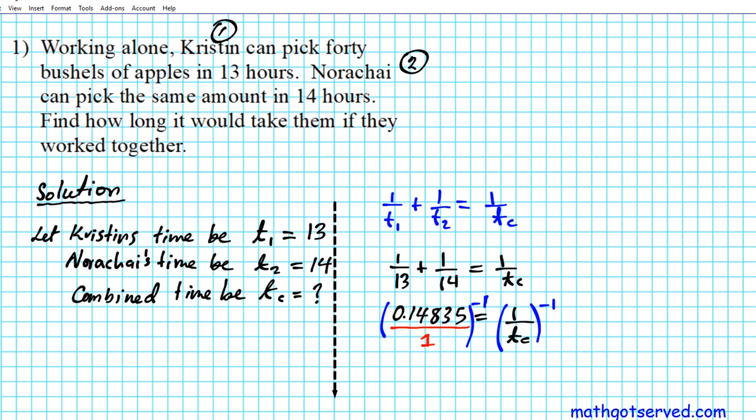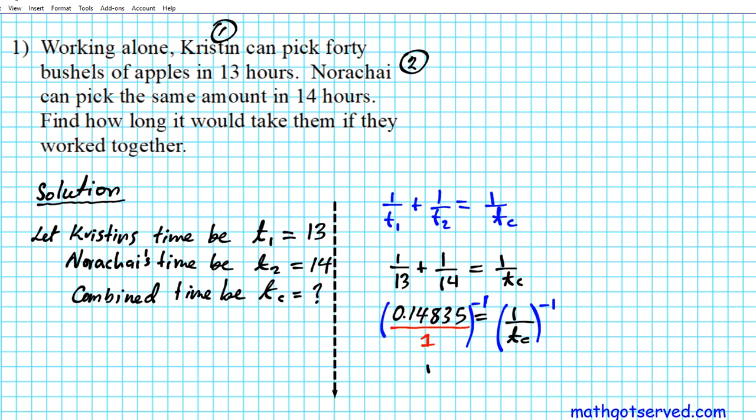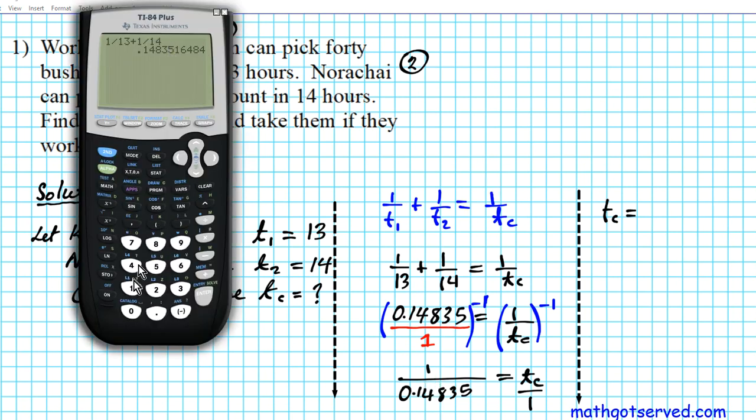On the left side, upon reciprocation, we are going to have 1 over 0.14835, and on the right side we have the combined time T sub c divided by 1. That gives us the combined time divided by 1 as simply the combined time T sub c. Then using our calculators, we're going to find the reciprocal of the answer we got. So it's 1 divided by, you can press second function answer or just enter it. Let me just enter it.